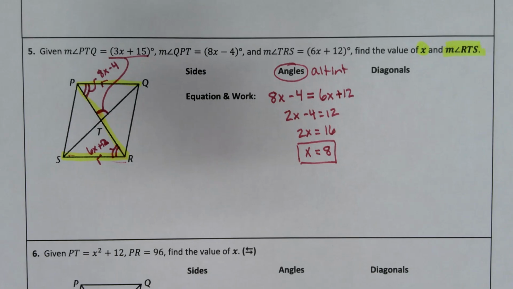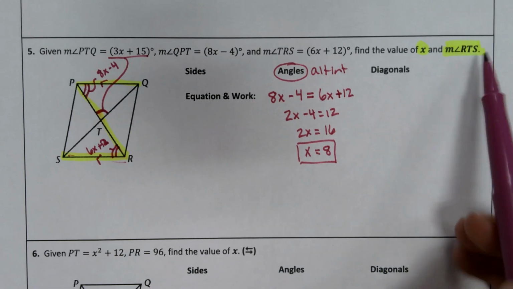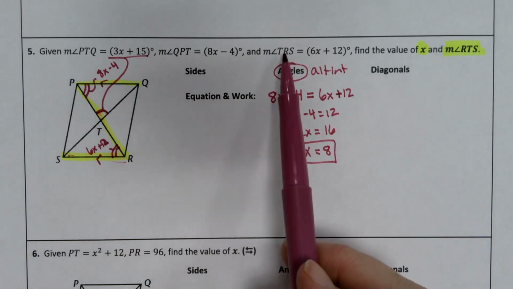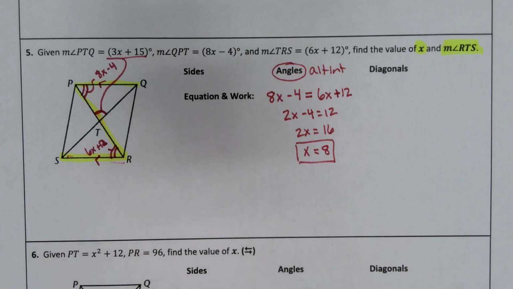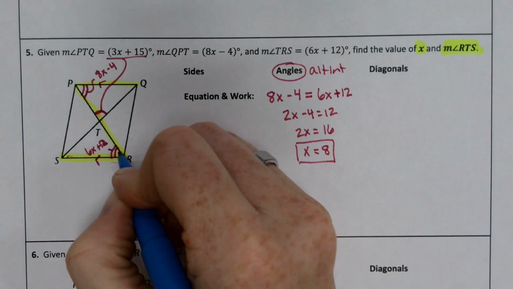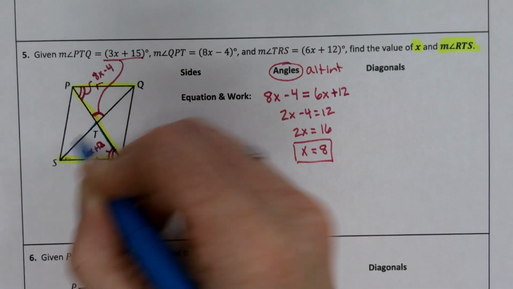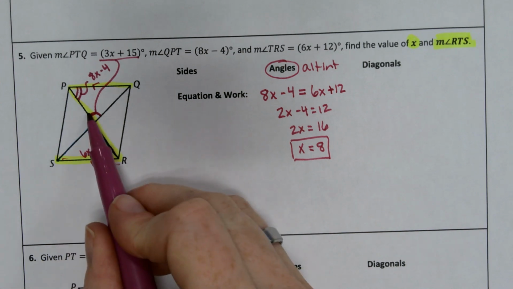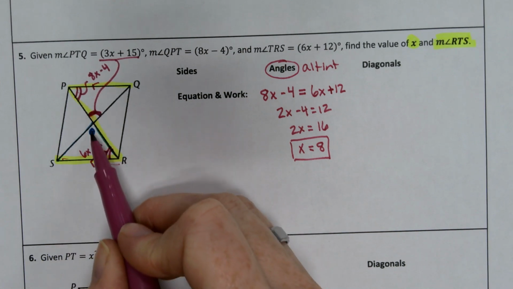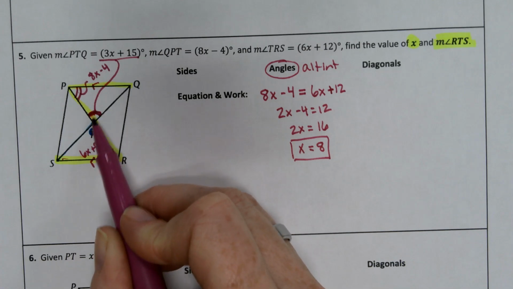If we're looking for the measure of angle RTS, I don't think that matches any of these. So if we go to the picture and we check it out, angle RTS is this one right here where that T was sitting. And I feel like that's why they gave me this angle at the beginning. Those are vertical angles back from the past.